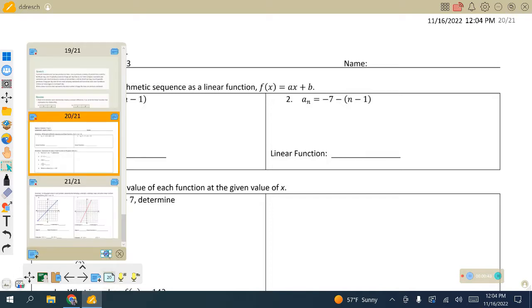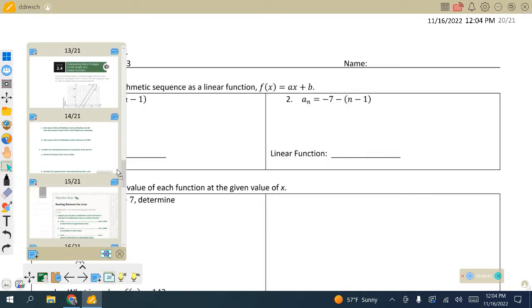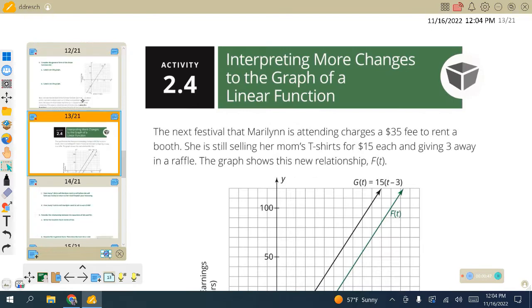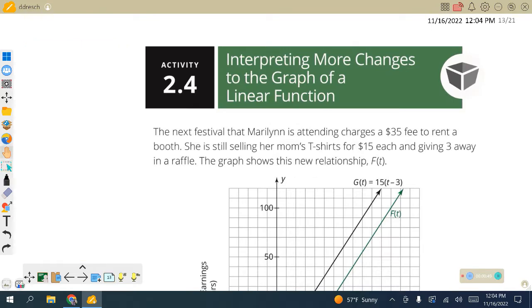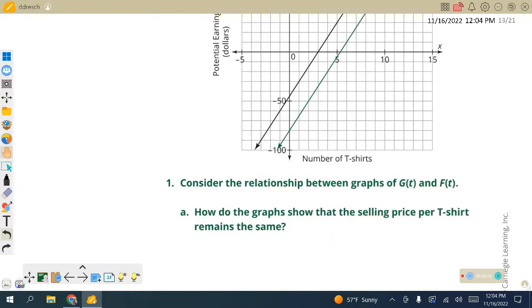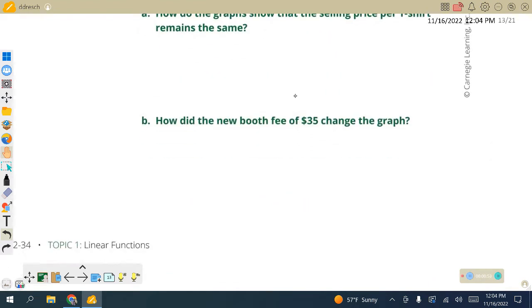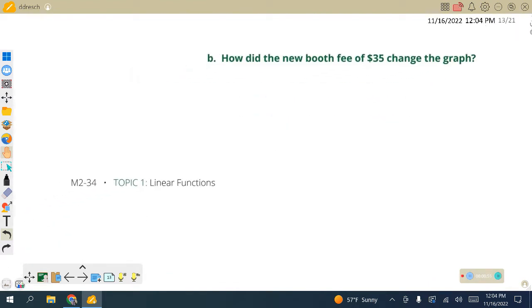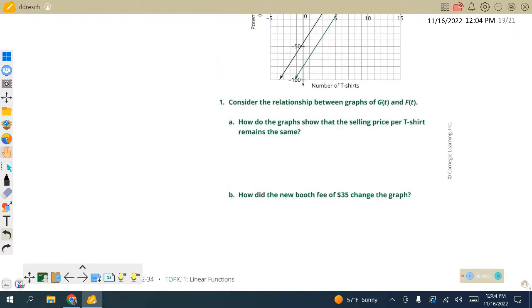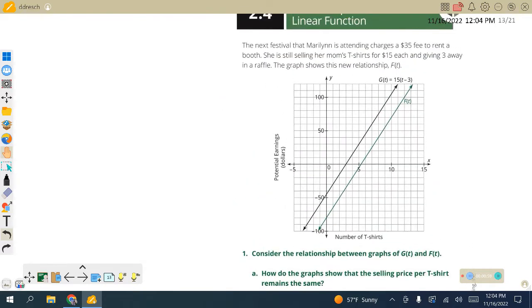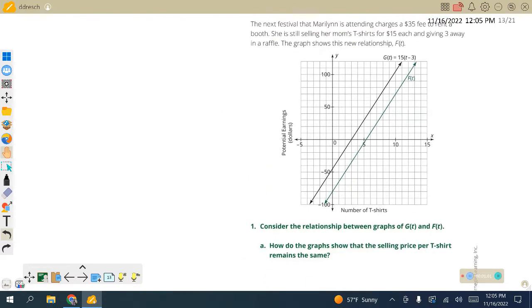Let me bring up the page we left off on. Give me a second to bring that up. Check me on that, but I think we're on page M2-34, everybody. I think that's where we left off. So give everybody a chance to get there. M2-34, please.